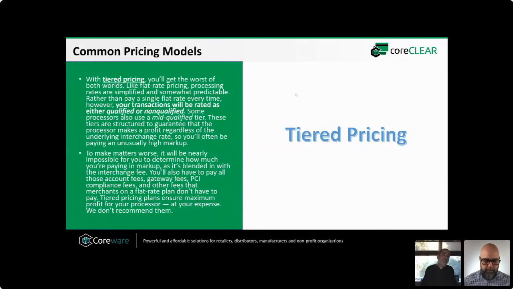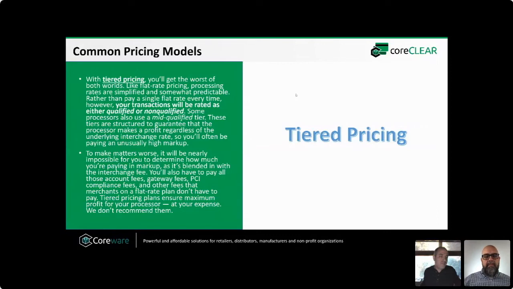Yep. So tiered pricing, if you hear the word tiered pricing, just run away. Wouldn't you agree, Aaron? If you ever hear the word tiered pricing, just run away. Absolutely run away. This is the biggest joke I've ever seen. So basically they're going to give you the greatest markup on the best rate and continue to compound you over and over on what's called a qualified, mid-qualified, and non-qualified card type.